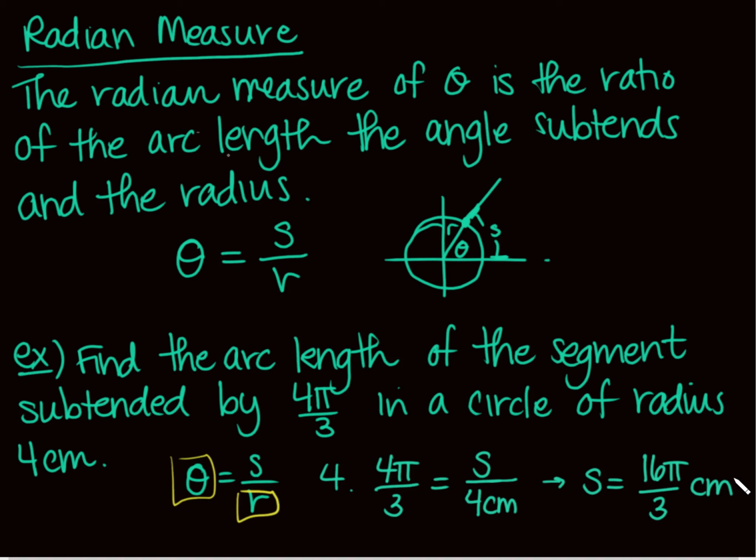Again, is that really useful, though? I don't know. If you go to Home Depot and ask for 16 pi over 3 of something, they're going to look at you like you're crazy. But what would S be? This would be about 16.76 centimeters. What would that give you? That'd give you the distance of that segment of the circle that is subtended by that angle.